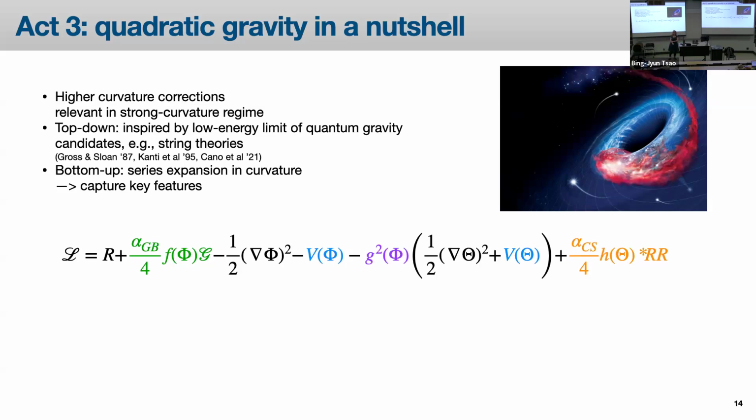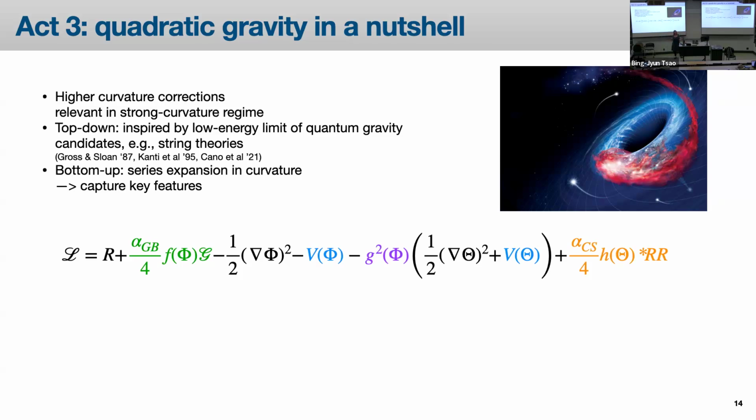You could also say, well, this is kind of ad hoc. Can I get this from a more fundamental theory? And the answer is yes. If I take heterotic string theory in 10 dimensions, take the low energy limit, and compactify from 10 dimensions to 4 dimensions, I actually end up with the same action.